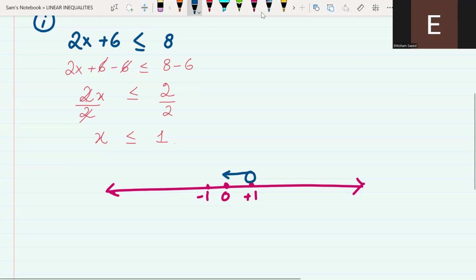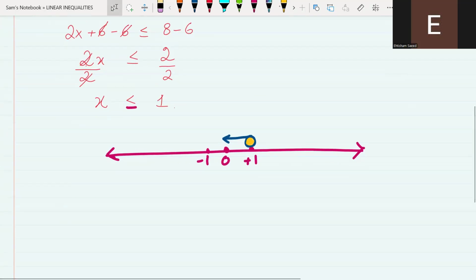This is showing on the number line. And because here, if you see, the equal to sign is also present, equal to says that you have to shade this circle as well. This circle won't be hollow. This will be filled. Clear? Yes, sir. Okay. So on number line representation, the examiner can ask you any question.